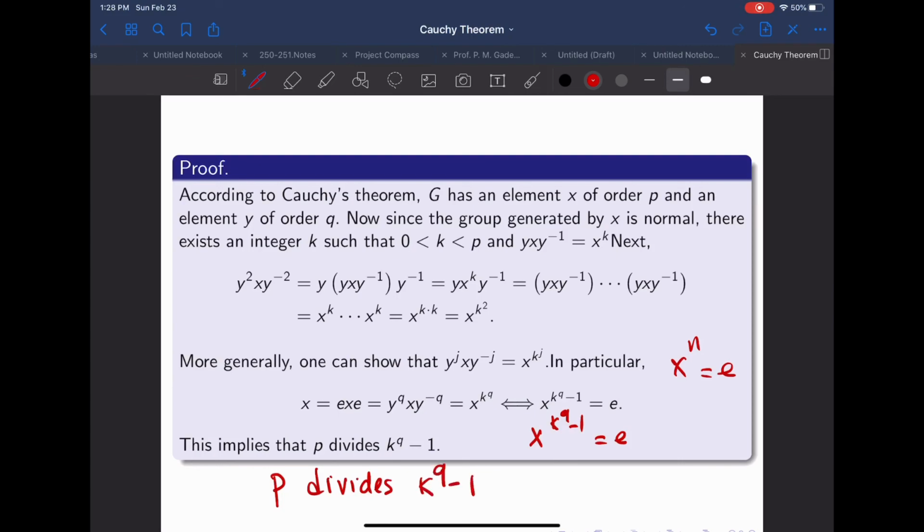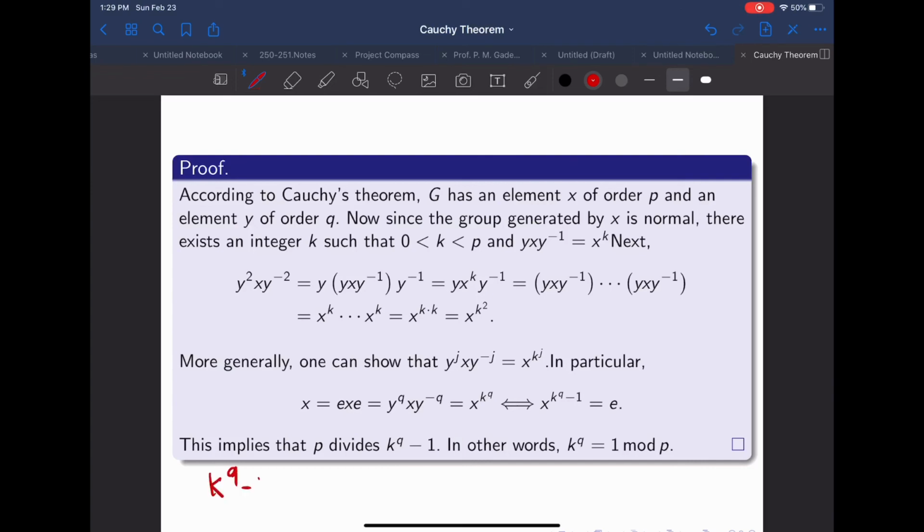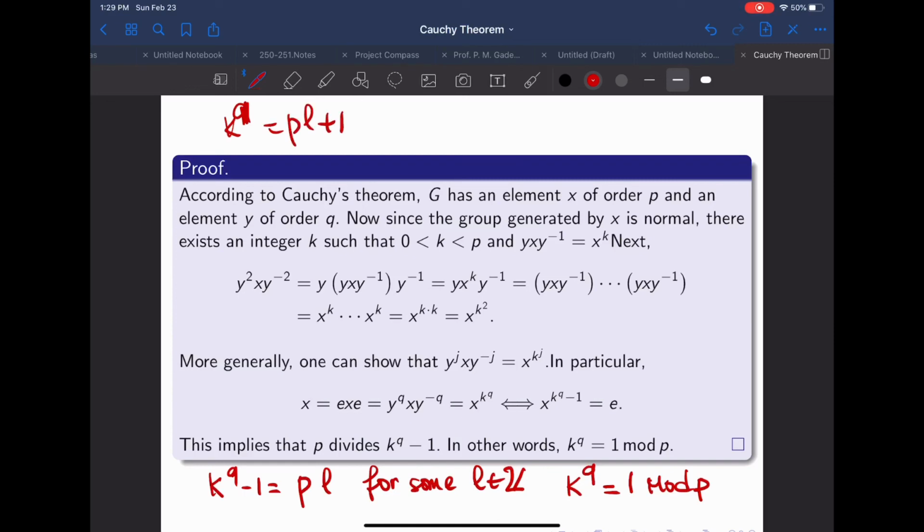k^q - 1. Okay, so moving forward, the fact that p divides k^q - 1 means essentially that you can rewrite k^q - 1 as pl for some integer l. But then that really means that k^q must be 1 mod p, right? Why? Because you can rewrite k^q as pl + 1. So when you divide k^q by p, you will have a quotient of l and a remainder of 1. Okay, so that's why k^q must be 1 modulo p.